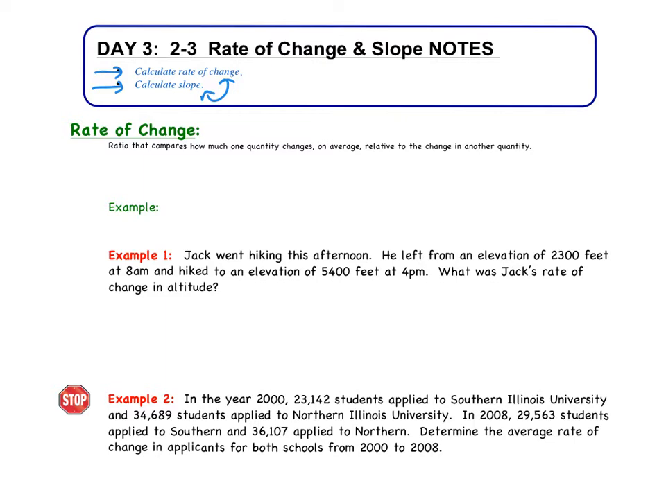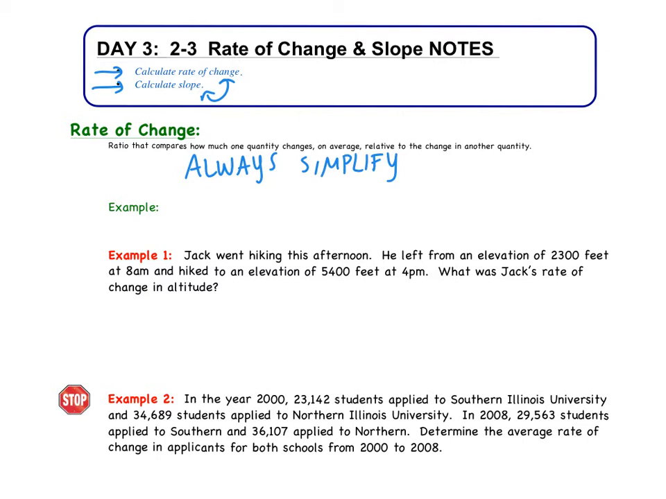So rate of change, you can see at the top, is a ratio that compares how one quantity changes on average relative to another quantity. One thing that you really need to remember is that with a rate of change, you're always going to simplify. So when I say ratio, what I mean is you're going to be writing a fraction. So you're going to write a fraction. It's very important that we remember to simplify that fraction.